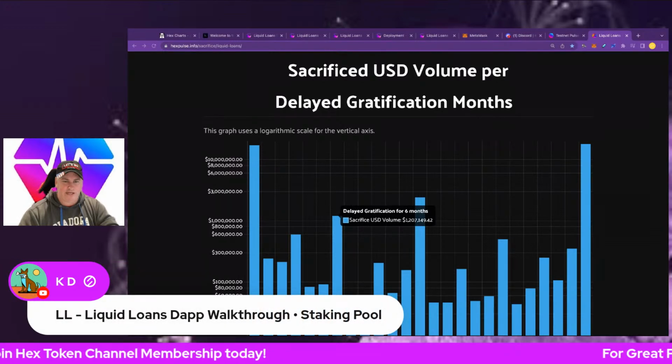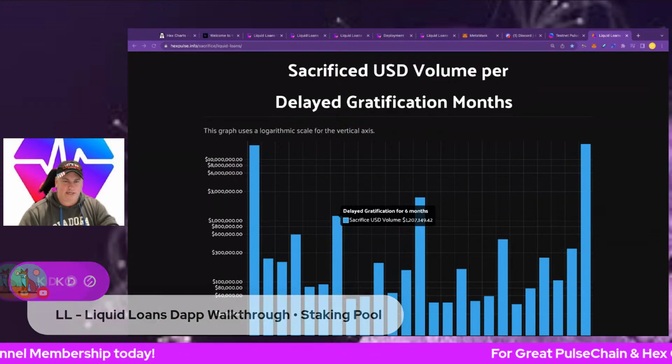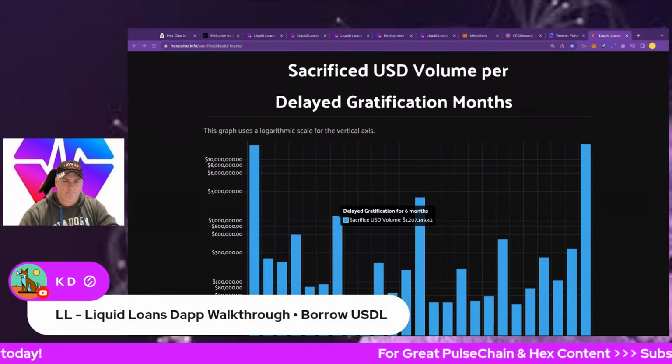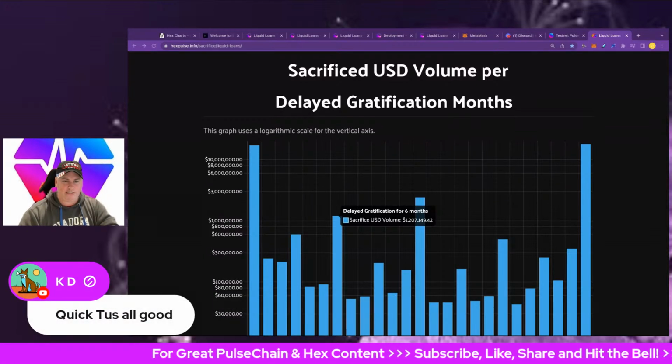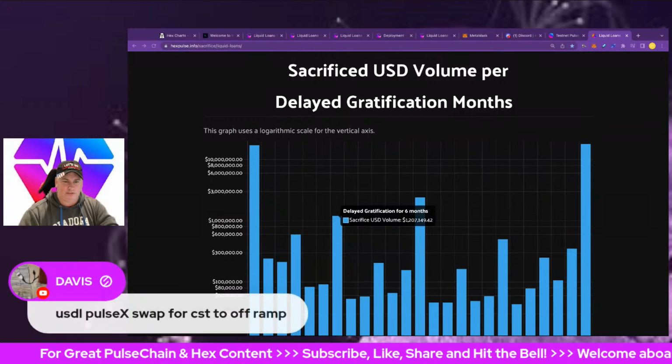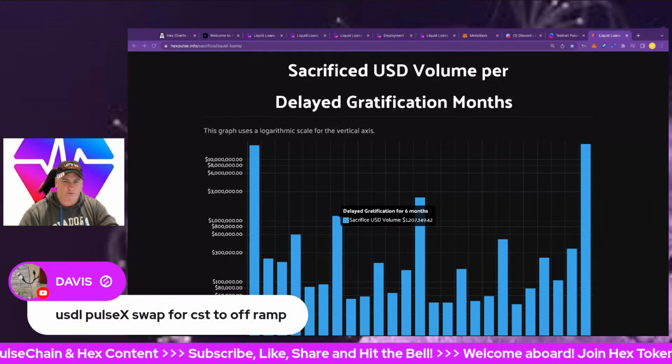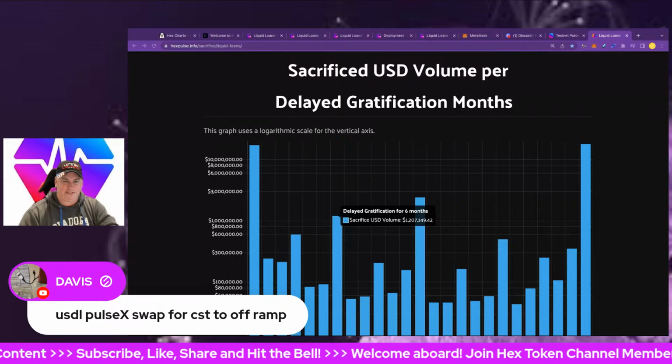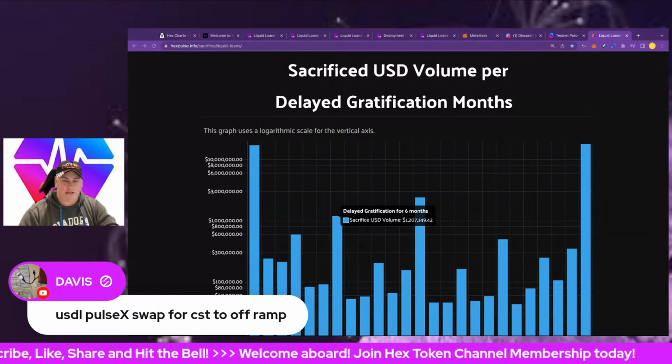Katie says, Liquid Loans dapp walkthrough, staking pool. And yep, borrow USDL, nice. KD says, quick tutorials, all good. USDL PulseX swap for CST to off ramp, says Davis. Yeah, that's definitely an avenue.